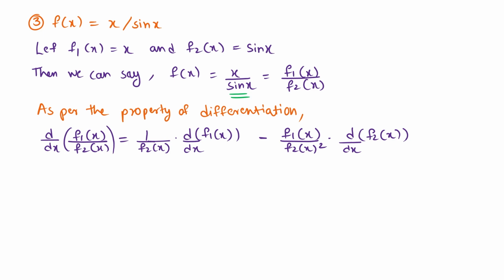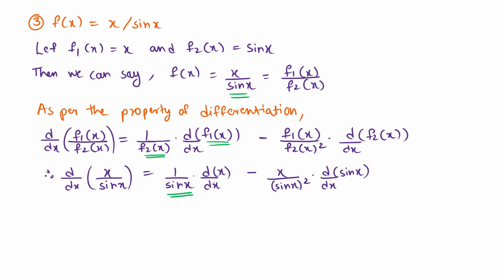So if we were to substitute the values of f1 and f2, we would get derivative of x by sin x is equal to 1 upon sin x, which is the function 2, into derivative of the first function, which is x, minus we have first function divided by the second function's square into the derivative of the second function, which is sin x. And now if we were to solve this particular equation, we would get 1 upon sin x into d by dx, the derivative of x is 1.